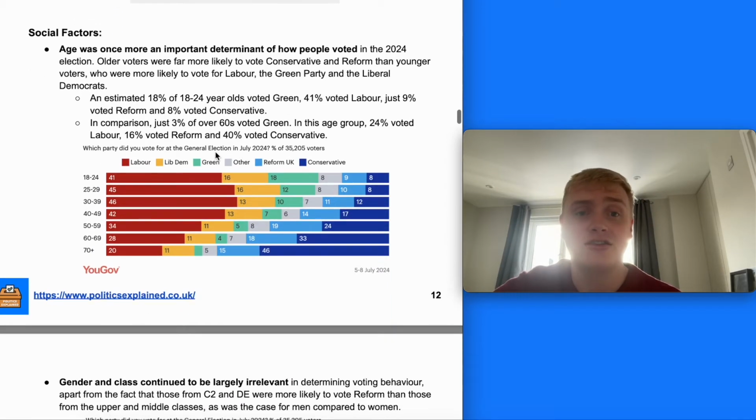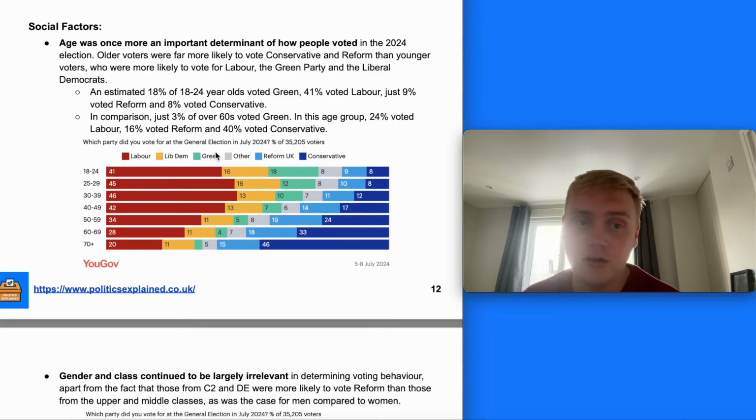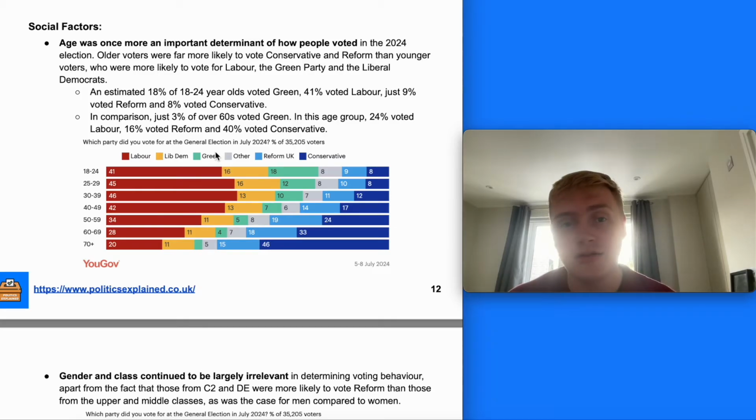In terms of social factors, age was once more a really important determinant of how people voted in the 2024 election. Older voters were far more likely to vote Conservative and Reform than younger voters, who were more likely to vote for Labour, the Green Party, or the Lib Dems. So an estimated 18% of 18 to 24-year-olds voted Green, 41% voted Labour, just 9% voted Reform and 8% voted Conservative. In comparison, when you look at the over 60s, only 3% voted Green, so 15% lower.